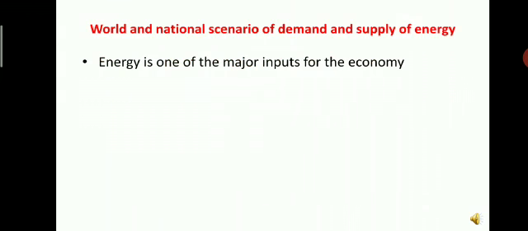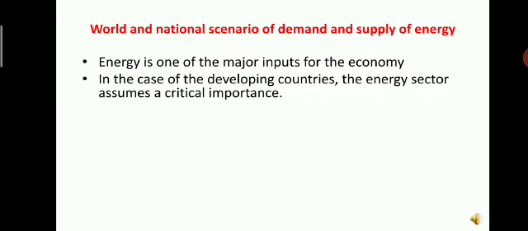Before that, we must understand world and national scenario of demand and supply of energy. This is the first point of unit number 1, and today we will cover this point only in this video. Energy is one of the major input for the economy. Everywhere we need the electrical energy, and without electrical energy we cannot run our appliances. In the case of developing countries, the energy sector assumes a critical importance.